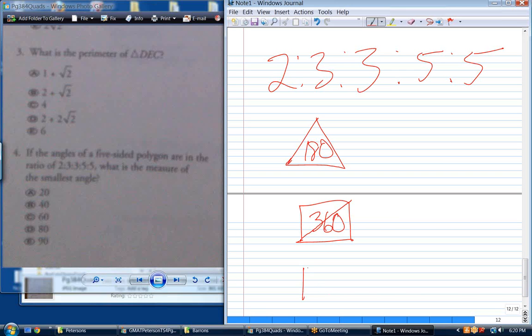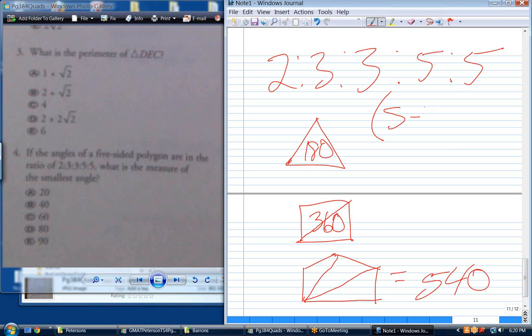Well, if I have a 5-sided figure, I can divide that into 3 triangles, by going from one vertex, creating triangles, going to whatever vertex to create that other triangle. So what's the sum of those? 540. And the general formula is the number of sides minus 2 times 180.